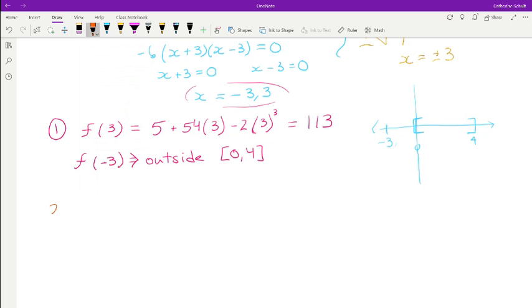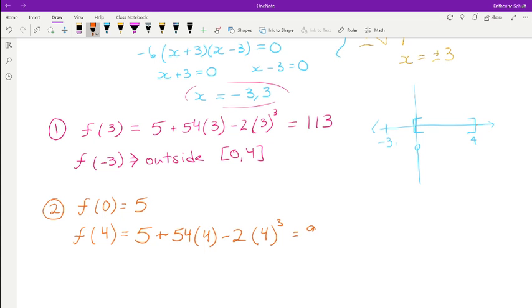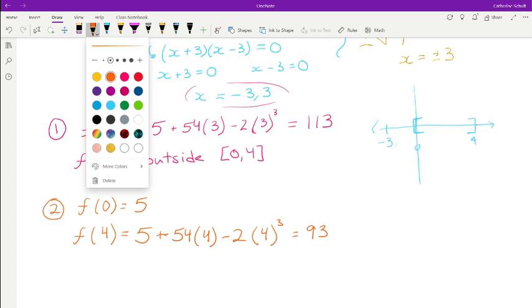All right, so step 2. Now we have to test the endpoints. So we have to figure out what happens at 0 and what happens at 4. So we'll look at f of 0, the endpoints, and we'll look at f of 4. Okay, so f of 0, if we plug in the x, it'd be 5 plus 0 minus 0. So we're looking at 5. And then we plug in the 4 to the original function. Okay, and if we plug that in, we get 93. All right, so we're almost done.